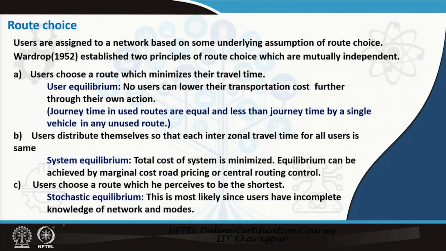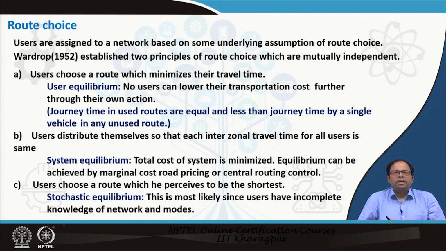So, in the last lecture we have discussed that once we know the trip volumes between two zones, the next step that we have to perform is to determine which route would be used by the users, of course, the vehicles, to travel from one zone to another. So, the route determination is first and then the link assignment happens. When we do the route assignment, users are assigned to a network based on some underlying assumptions of route choice. Now, what are these assumptions?